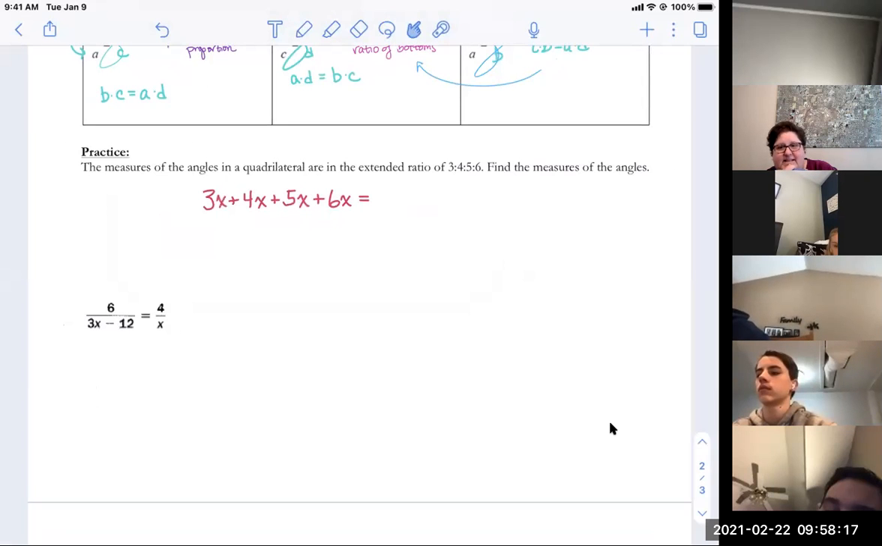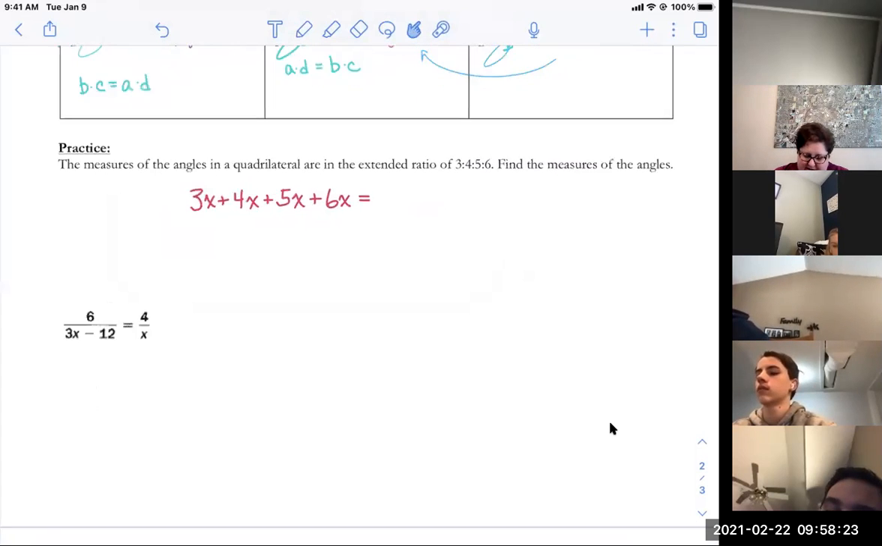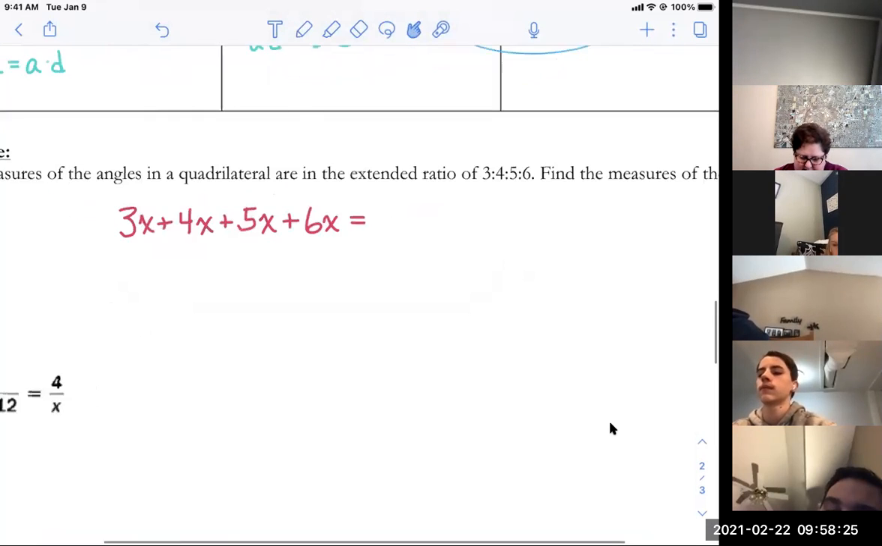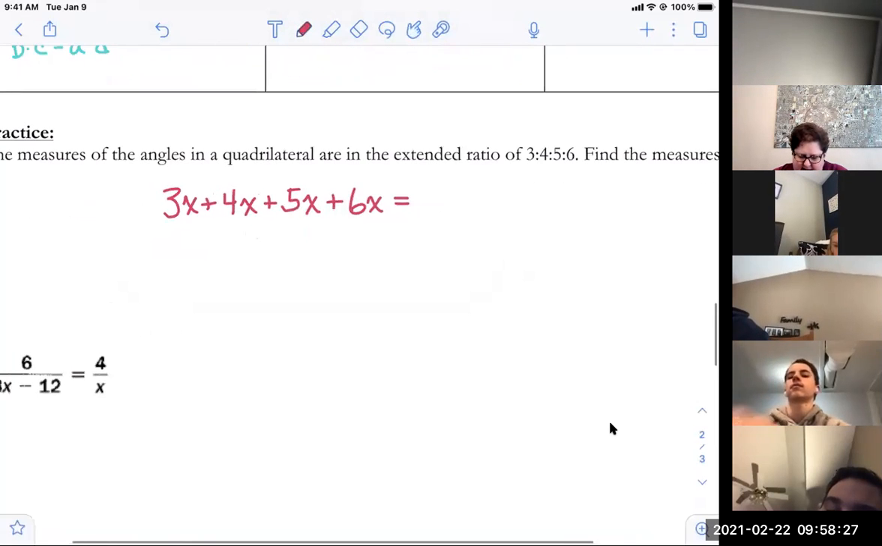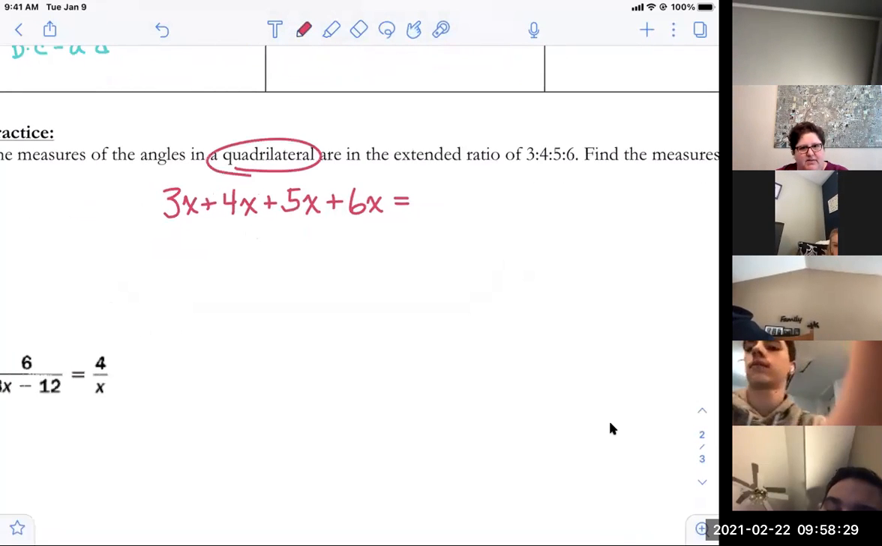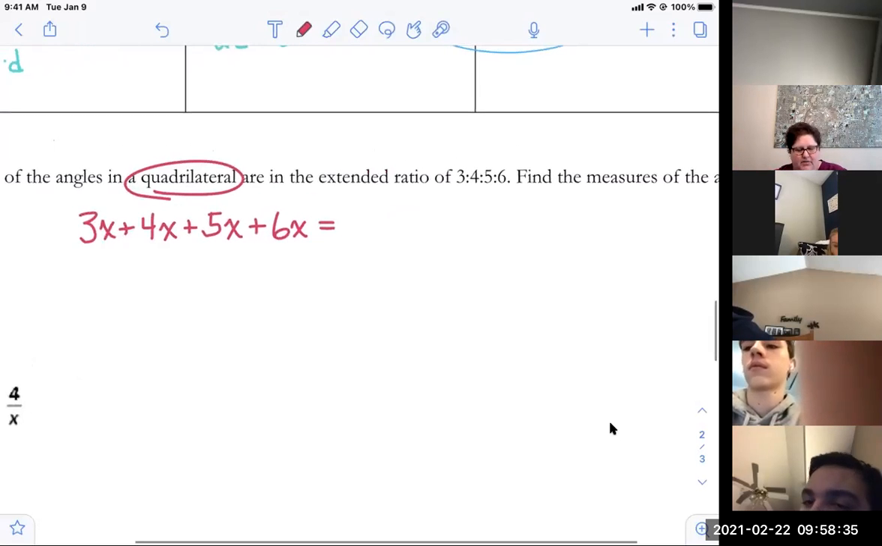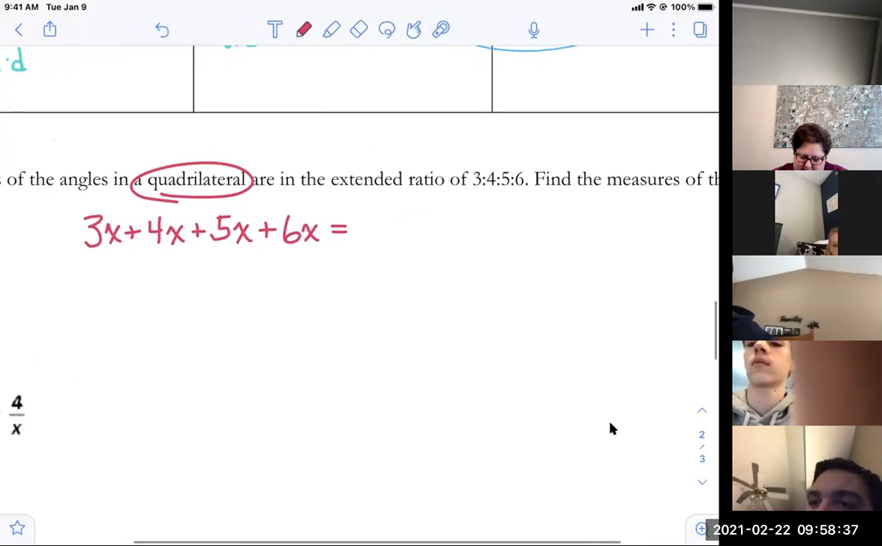360. 360, right? It's not a triangle this time, it's a quadrilateral. Remember that every quadrilateral always adds up to 360. So pay attention to that, because it's kind of like the problems that we did with the regular polygons, right? When you do the n minus 2 times 180, it doesn't always equal 180. If it's not a triangle, it might be 540, or might be some other value. So this is going to be 360 because it's a quadrilateral.